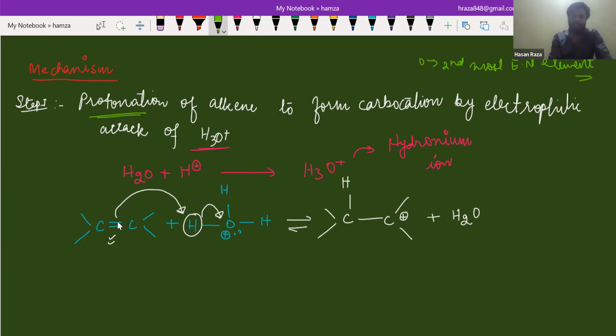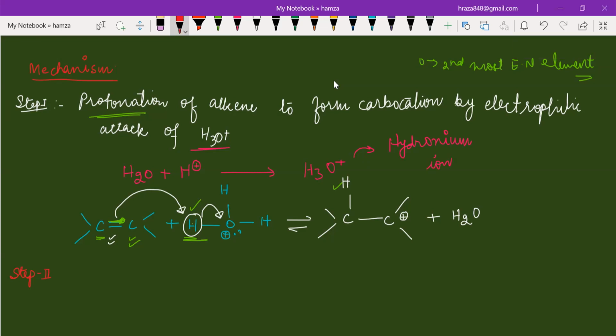How does this take place? This is one bond, that means two electrons. So of these two electrons, one electron will go to hydrogen, and it will have one electron, and this hydrogen and this electron will make a bond like this. And since this electron is donated by this carbon, it will have a positive charge, and in this way carbocation formation takes place by the electrophilic attack of H3O positive. So this is step 1. Please write it. Then I will talk about step 2.